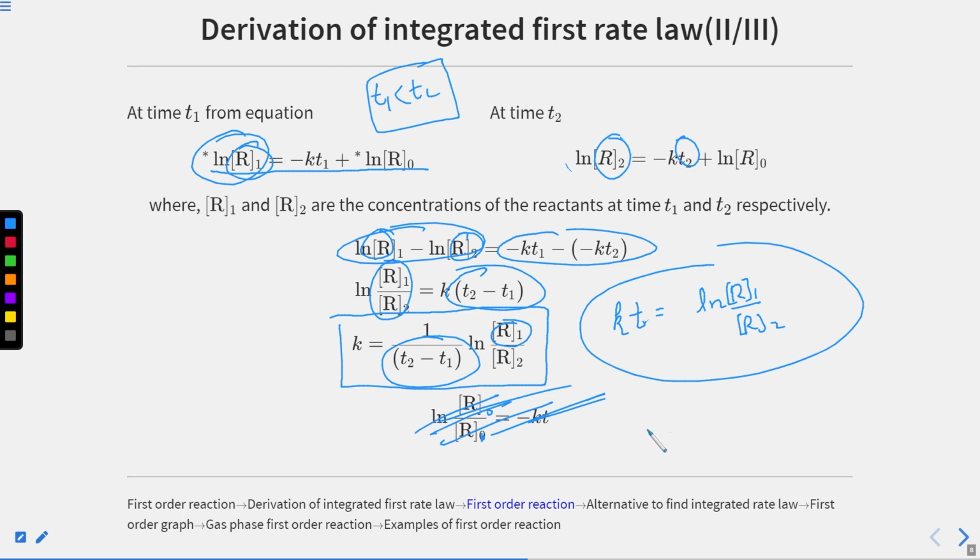Now we'll take anti-log on both sides. How are we taking it? We are just reversing this thing. Taking minus sign on both sides will give us this equation. Now taking anti-log, therefore R2 by R1 is equal to e to the power minus kt.